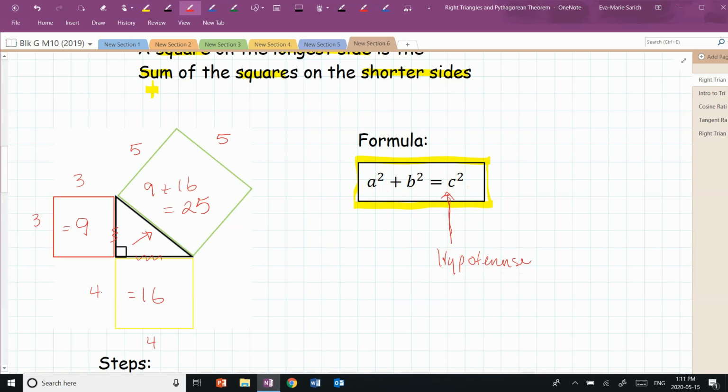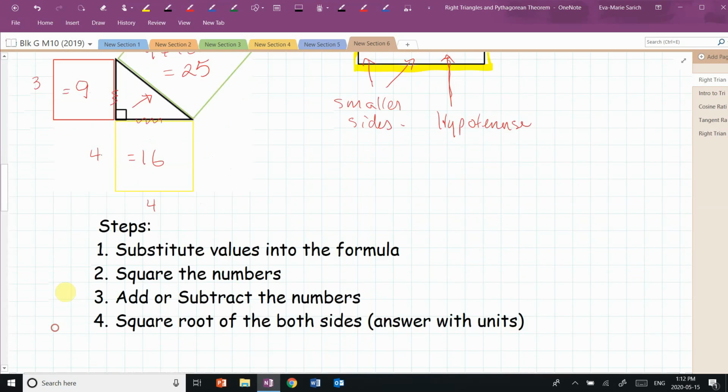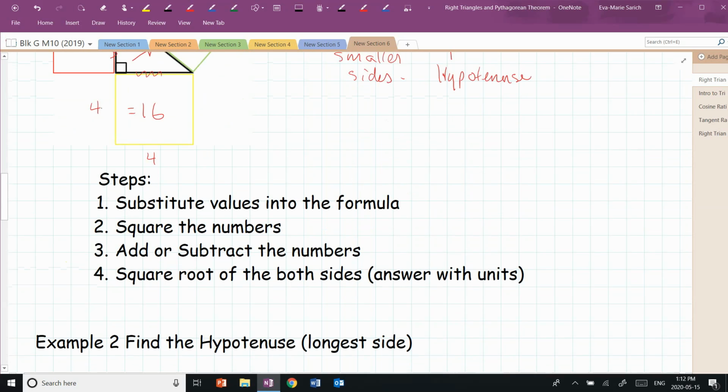Okay, these two are the smaller sides. Okay, so how do we use this formula? Well, the first thing you would have to do is to substitute the values into the formula.